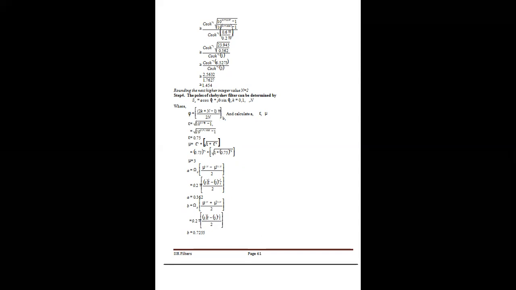Then we'll be calculating the semi-major axis and minor axis, that is the values of A and B, by using the formula: mu bar to the power of 1 by N minus mu to the power of 1 by N divided by 2 for A, and with a plus in the case of B. So the value of A is equivalent to 0.362 and B is 0.7255. Next we have to find out the values of φ: 3π by 4 is 135, and 5π by 4 is 225.